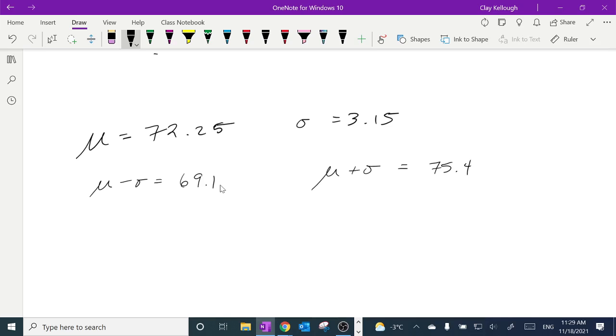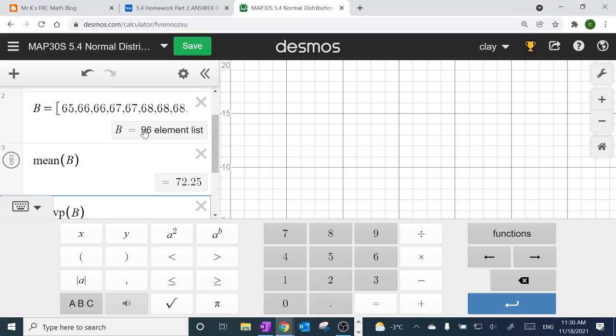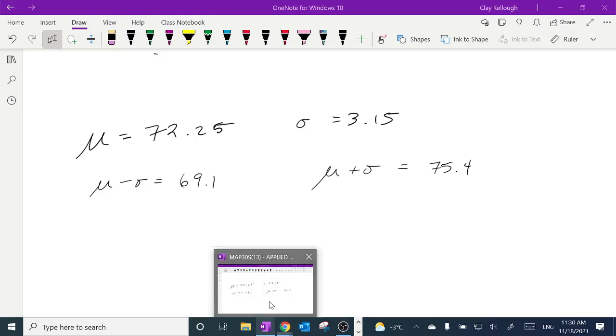I have to find out how many numbers are between there and there in this set of data. On the TI, that's not that hard. You can use the sort function. On Desmos, I think you can sort too. You can put them in order from smallest to biggest, but these ones are already smallest to biggest, so this one's kind of done for me already.